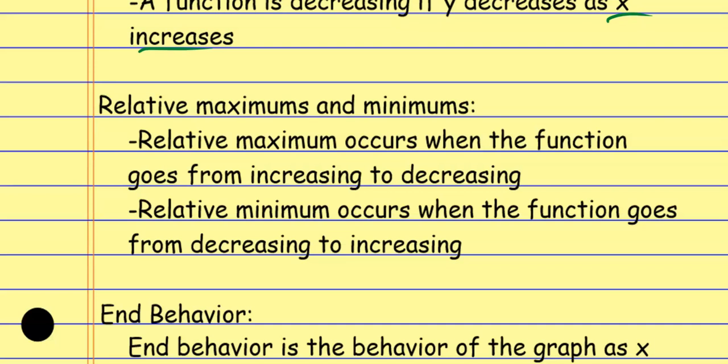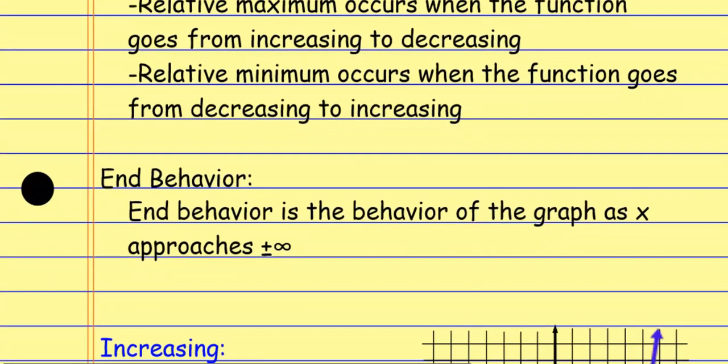Where do they go from increasing to decreasing or decreasing to increasing? And then the end behavior. This is a pretty tough one, but the end behavior is what happens on each end of the graph, okay? That's why we call it end behavior. If you think about how the graph behaves on each end, well, that would be the end behavior, okay?